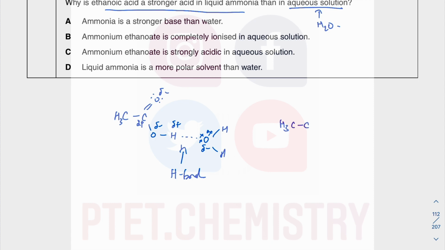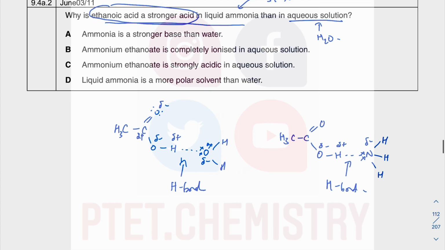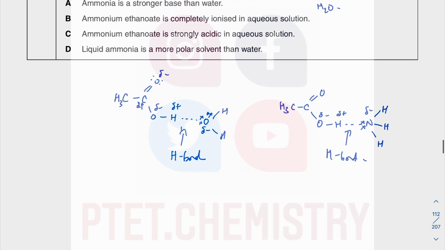And then of course if I want to show it dissolving in ammonia, which it will, for the same reason, you have nitrogen, you have the lone pair on the nitrogen, which is electronegative. So that is also a hydrogen bond. But it's asking you, why is it a stronger acid in liquid ammonia? Okay, so we got to think about what is happening here. When you have this, you have CH3CO2H.